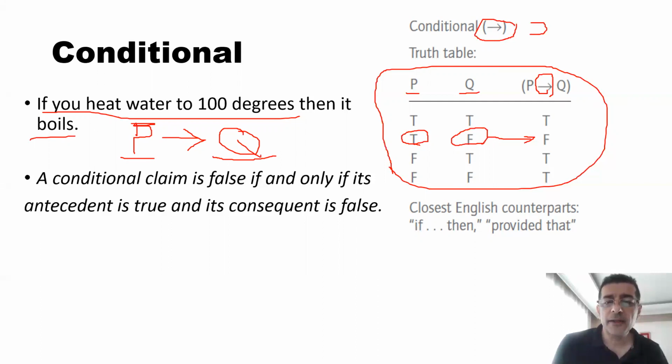Now, sometimes you might hear two concepts, and that is what we need to learn. The concepts are necessary and sufficient conditions, okay? Now, a condition is sufficient if and only if the occurrence of a phenomenon depends on it.